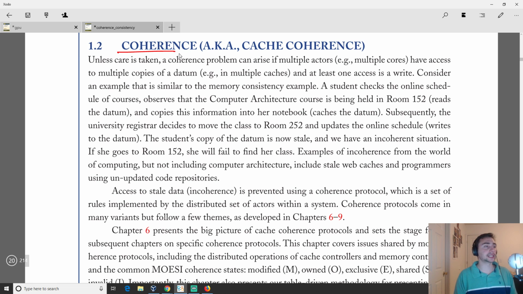So the other side of the coin is going to be coherence. So we can have a coherence problem just like we can have a consistency problem in situations with multiple accessors.